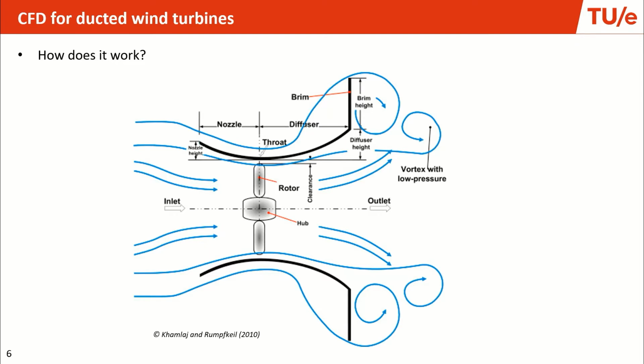And how does it work? The flow comes from the left, and then there's a convergent section which accelerates the flow. And then there's a throat, typically with a constant diameter, where the turbine is located to extract the energy. And then there's a divergent section to bring back the pressure to the atmospheric level. And sometimes a flange is also installed to further help the performance of the duct.